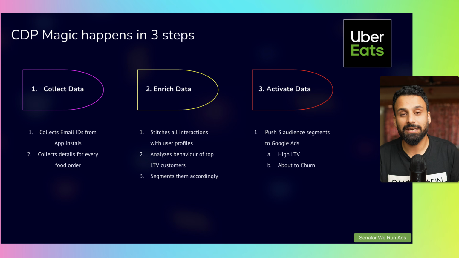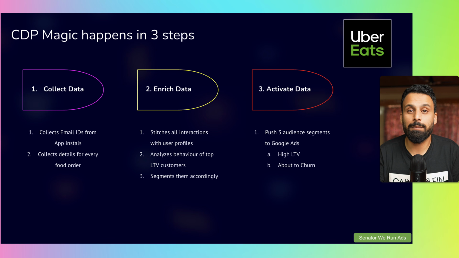In the 3rd step, activation, let's say Uber Eats will send this segmented data to their Google Ads and say, okay, this is the audience who are probably going to have high LTV. They're going to order a lot in the future. So start a campaign, target only them, give them some kind of offers, give them VIP treatment. Whenever they send an email to customer support, the reply should be sent quickly.